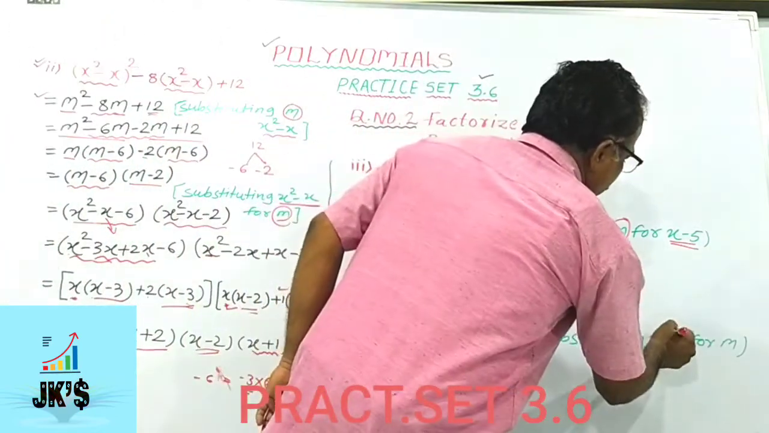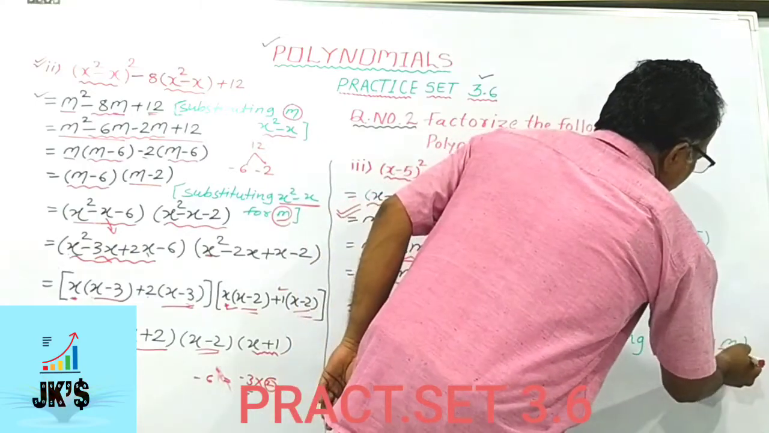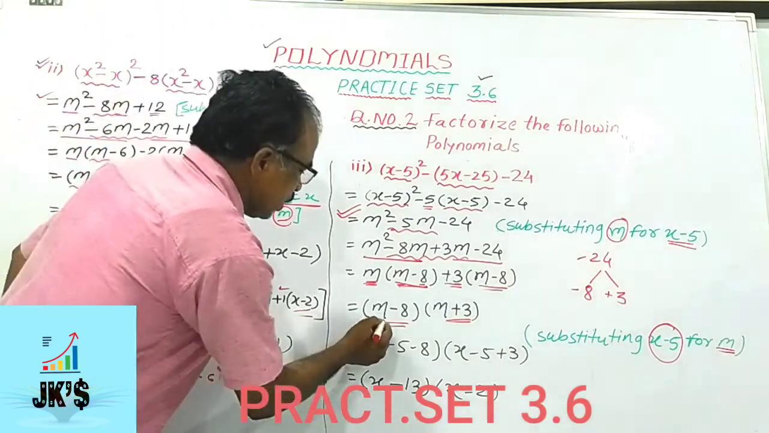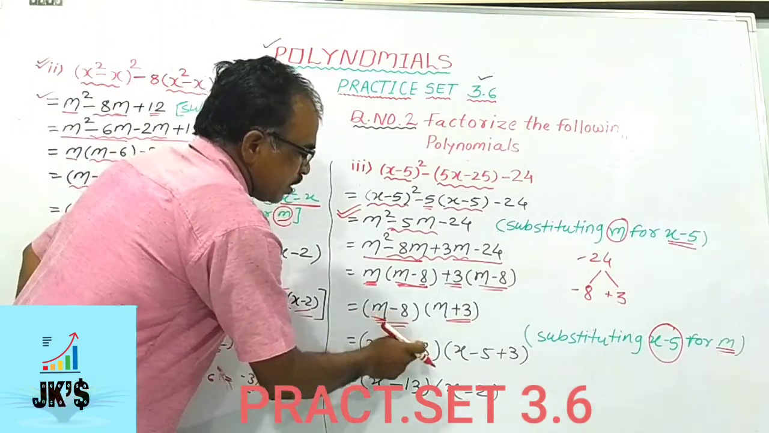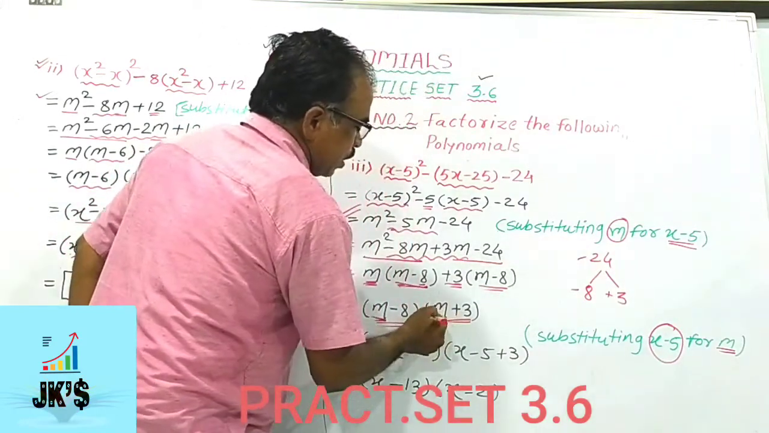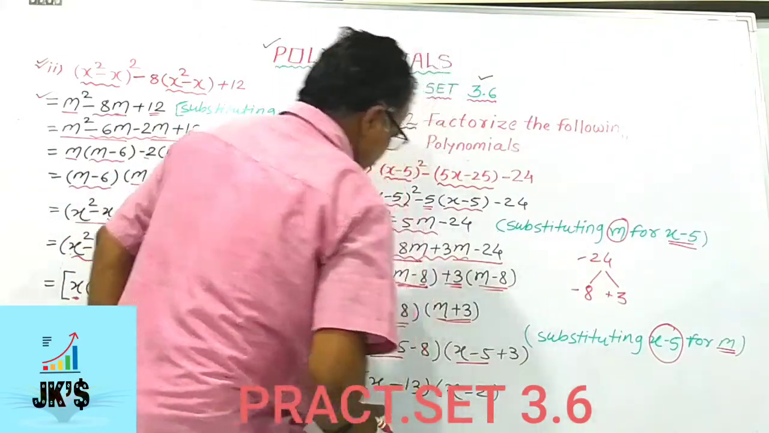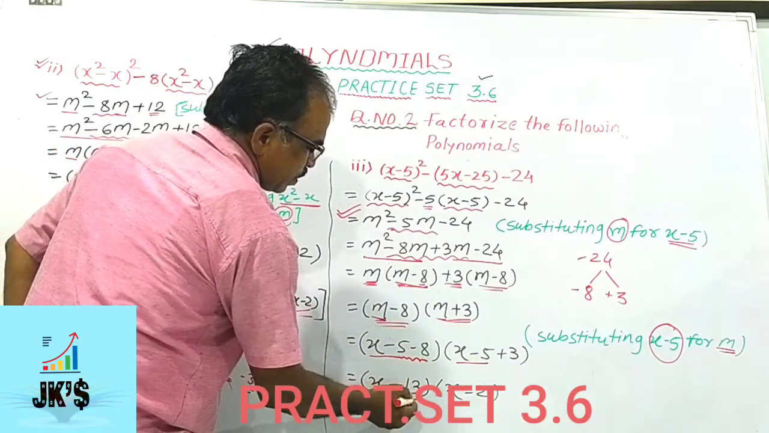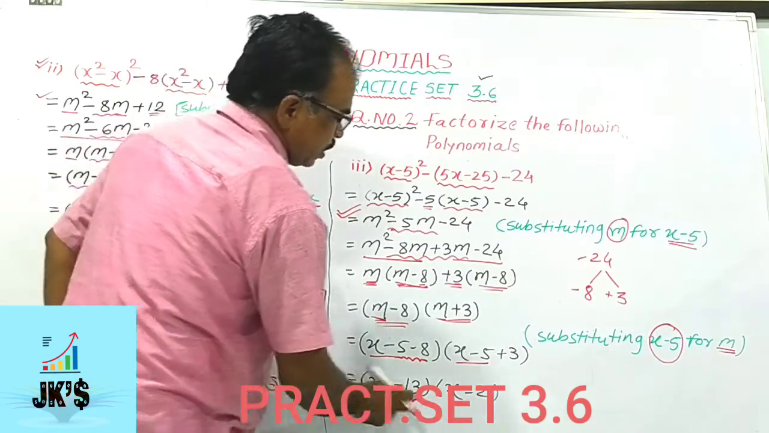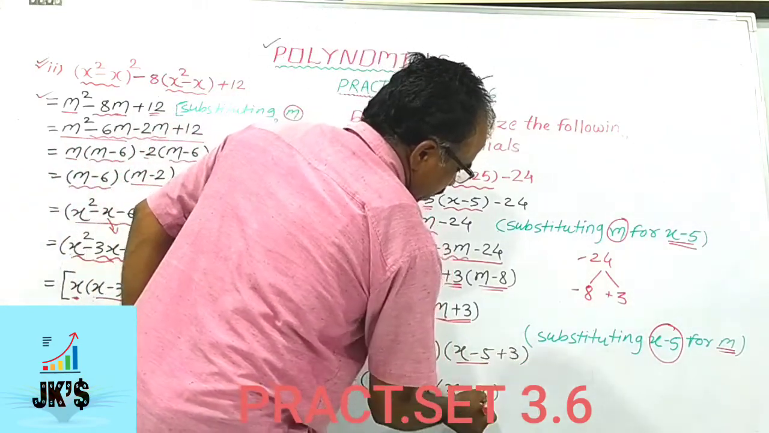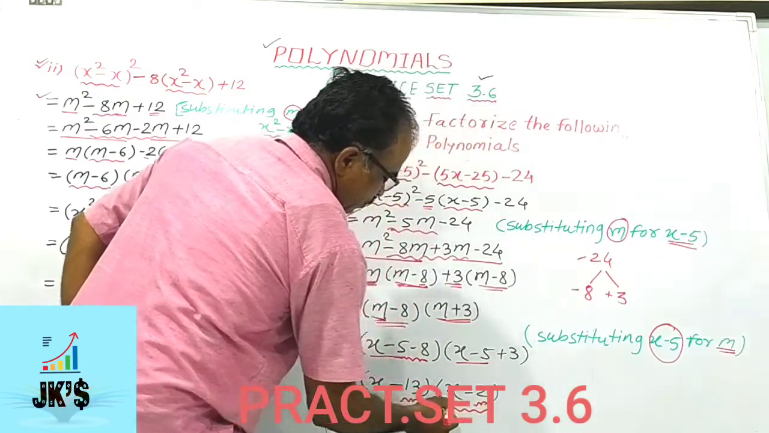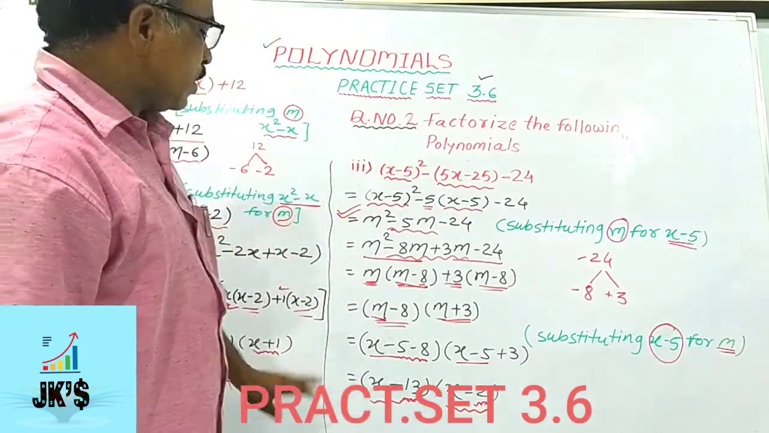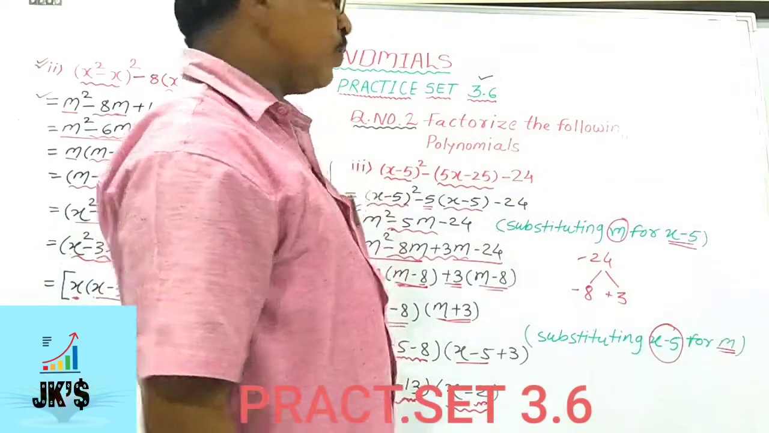So we resubstitute x − 5 for m. We substitute x − 5 for m. So m is x − 5, and this minus stays as it is. m is x − 5, plus 3 as it is. x − 5 − 8, and −5 − 8 becomes −13, so x − 13. −5 + 3 is −2, so x − 2. Hence, the factors of this polynomial are (x − 13) and (x − 2).